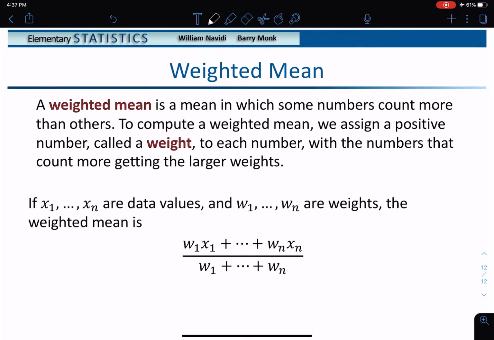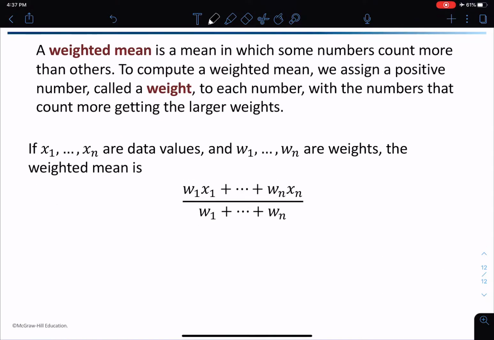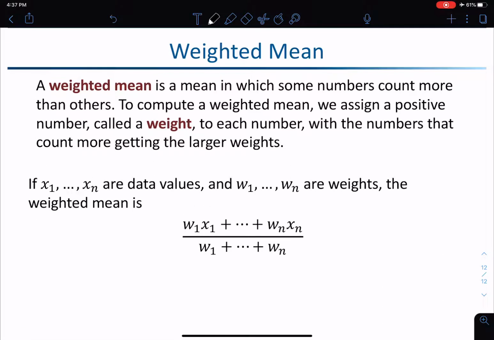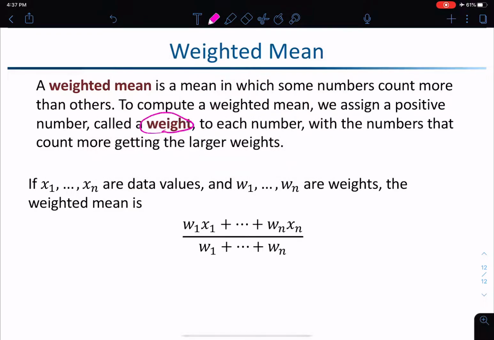Weighted mean just simply means that, well, let me just read this and I'll give you probably a real common example. A weighted mean is a mean in which some numbers count more than other numbers. To compute a weighted mean, we assign a positive number called the weight. And the weight in this formula happens to be these little W's. And then you have to divide by all the weights put together.